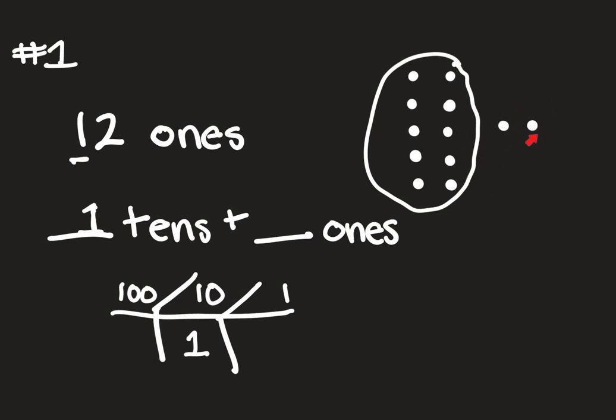Okay, and then we can see that there are 2 left over. So 1, 2. These are remaining ones that don't belong to a group of 10. So there are 2 ones. And we can write 2 ones in expanded form, and we can write it in the place value chart. So we still have 10 ones and 2 ones, which makes 12 ones, but we also have one group of 10 and 2 individual ones.